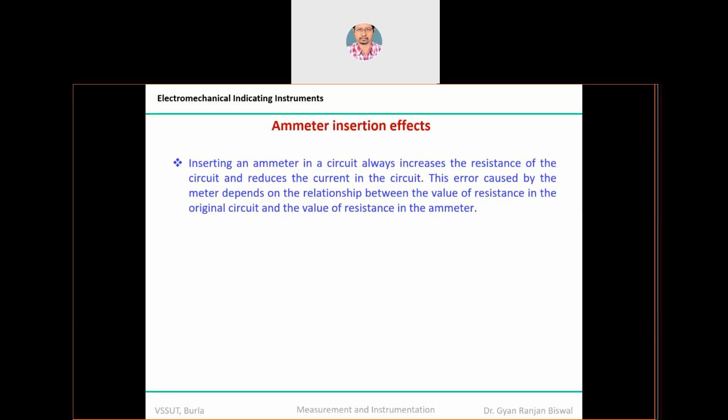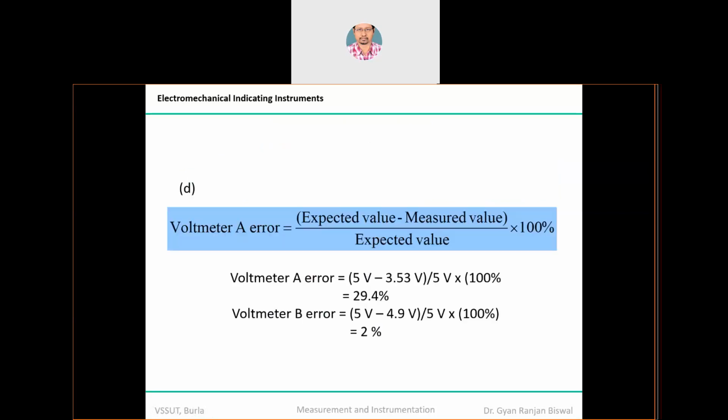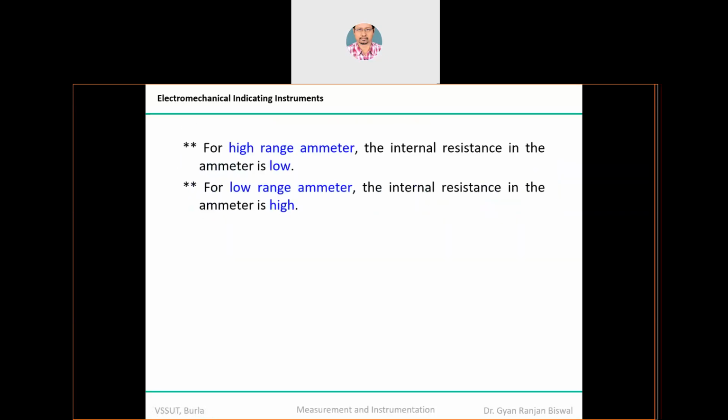Now this error depends on the meter configuration, that is, the value of the resistance of the original circuit before connecting the meter and the value of the resistance of the ammeter. The difference of these two will give the error. This is called the insertion error. So because of the ammeter, the error introduced is called the insertion effect. Because of a voltmeter, the change experienced by the device is called the loading effect. Again, the same problem, I would say repeat and try to experience it.